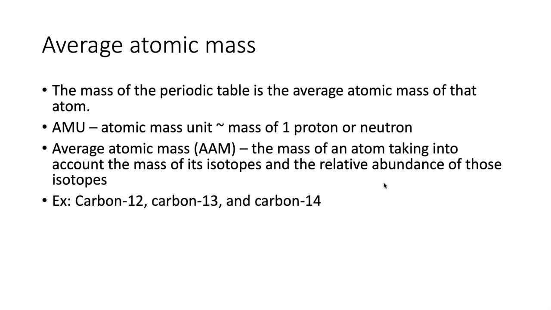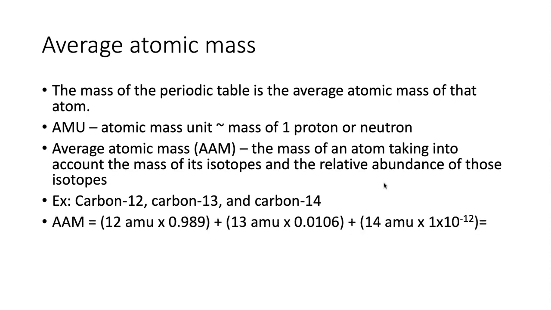So let's take a look at carbon. Carbon has carbon 12, 13, and 14. And when we calculate its average atomic mass, when we take into account how much not only each isotope weighs based on the number of protons and neutrons that it has, but also its abundance, we can see that carbon 12 weighs 12 AMUs, and that according to its abundance, it's 98.9% carbon 12.